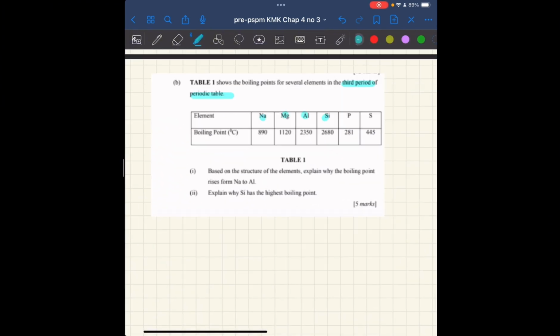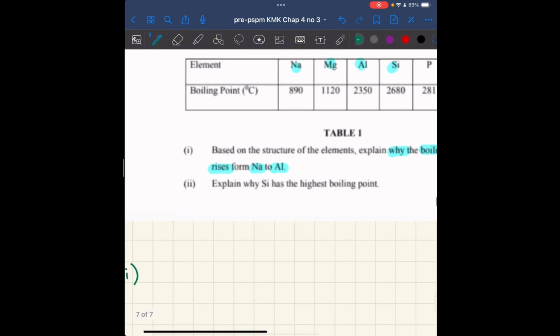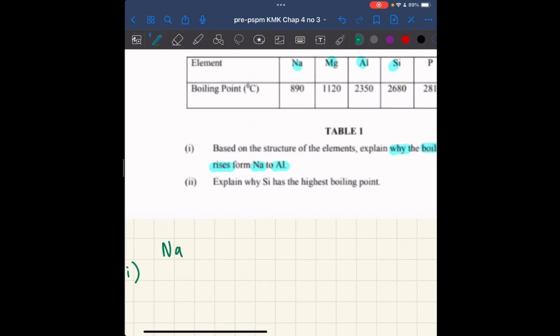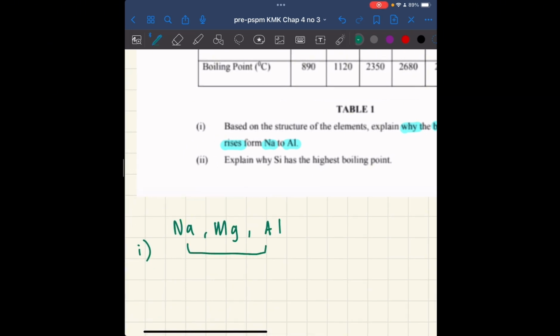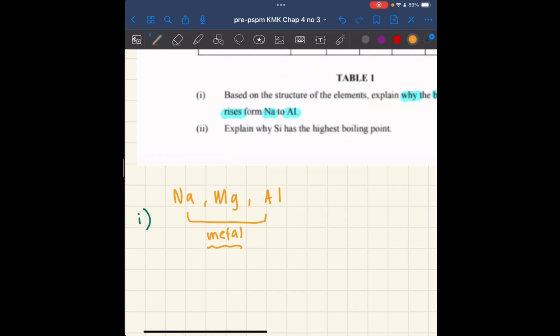The question asks, based on the structure of element, explain why the boiling point rises from sodium to aluminium. So we know that sodium to aluminium, all of this is metal. Color orange. All of this is metal. Therefore, when all of this is metal, it can form metallic bond.